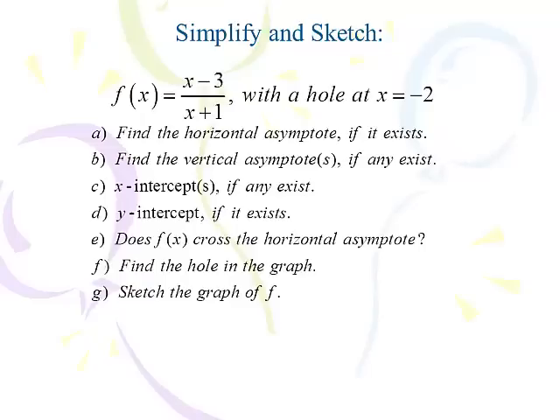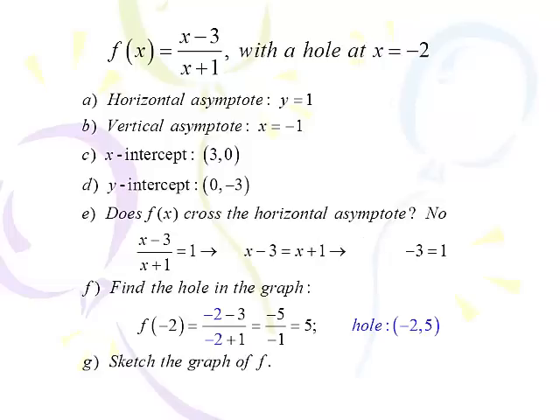And this should look familiar, except for the hole part of it. We're going to find the horizontal and vertical asymptotes. We're going to find the x and y intercepts. We're going to say, does it cross the horizontal asymptote? And then I added one more: find the hole in the graph. There'll be a little hole in this graph because you can't let x be negative 2. And then we're going to sketch the graph. Let's get busy. So there's a lot on this screen.